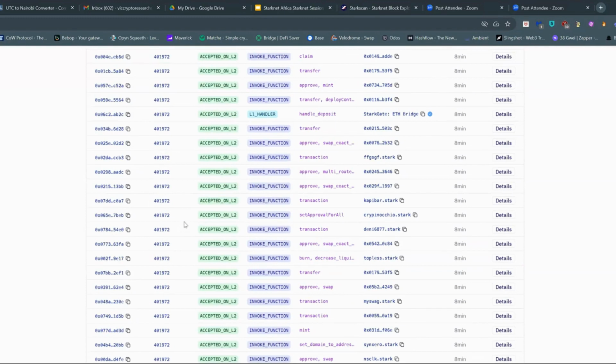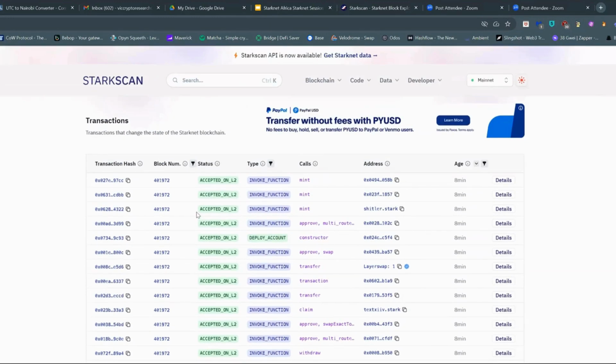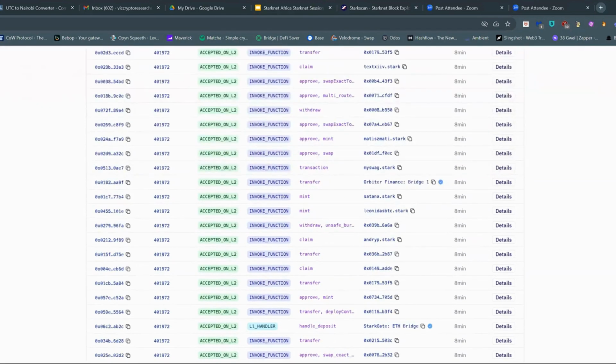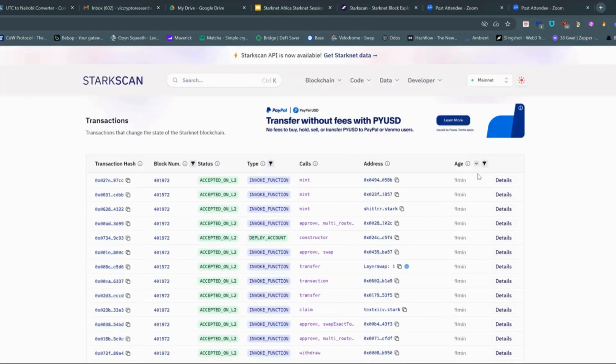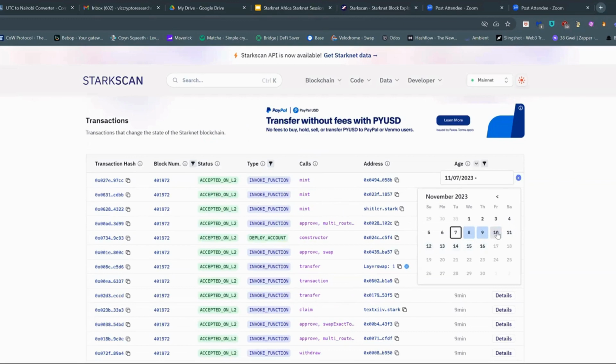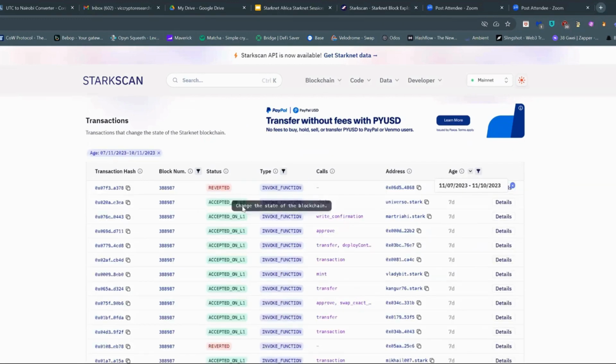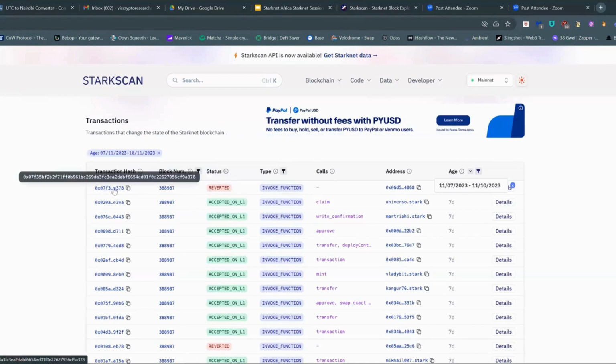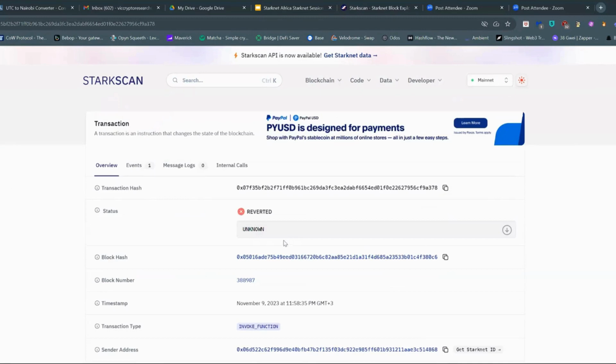So there are also other statuses of transactions on Starknet. Sometimes not all transactions are able to go through. I'm trying to use this opportunity to identify such a transaction so that we can see the status of such a transaction. Just a second. Okay, you can see we are lucky. We can see that the first status of these dates that I've selected is reverted. So let's look at that transaction again. So we can see that the transaction is reverted.